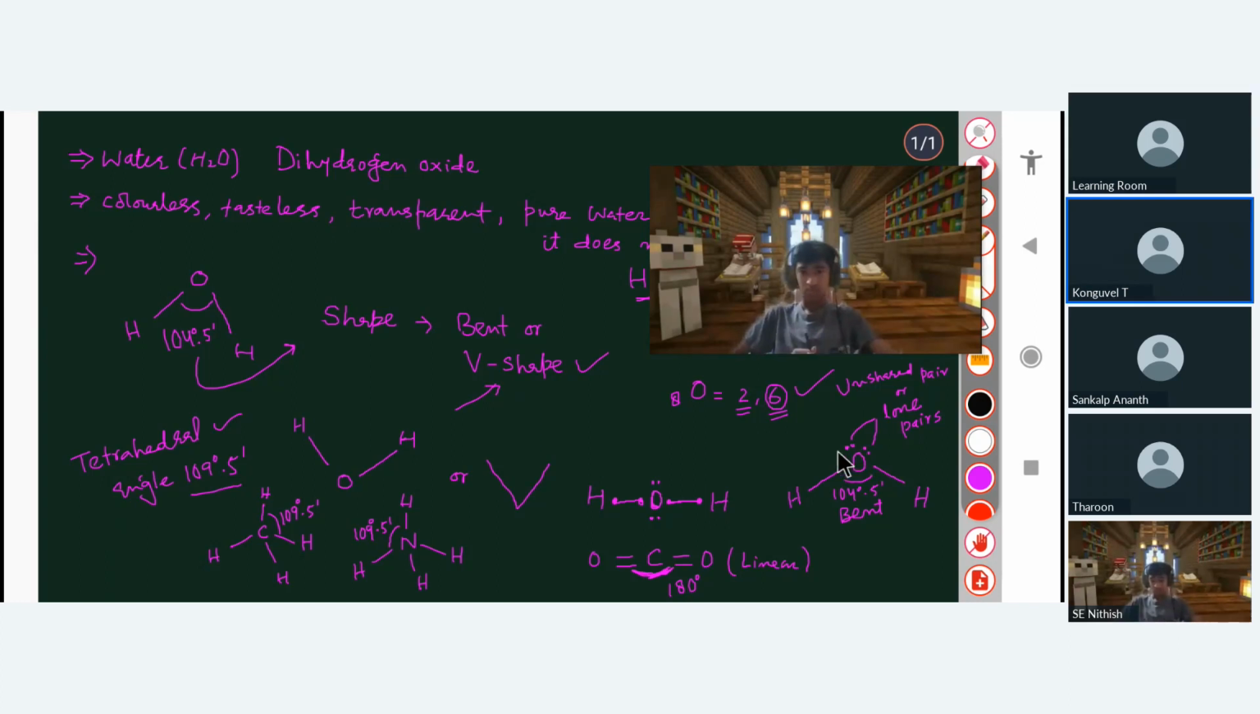Sir, but carbon is like a metalloid, sir. It has perfectly 4 valence electrons. If you have any doubt, you can tell me. First, I will explain, then you can ask your doubt.